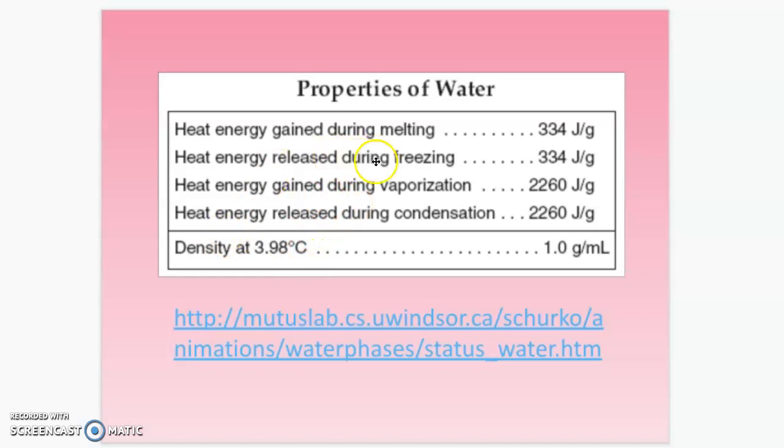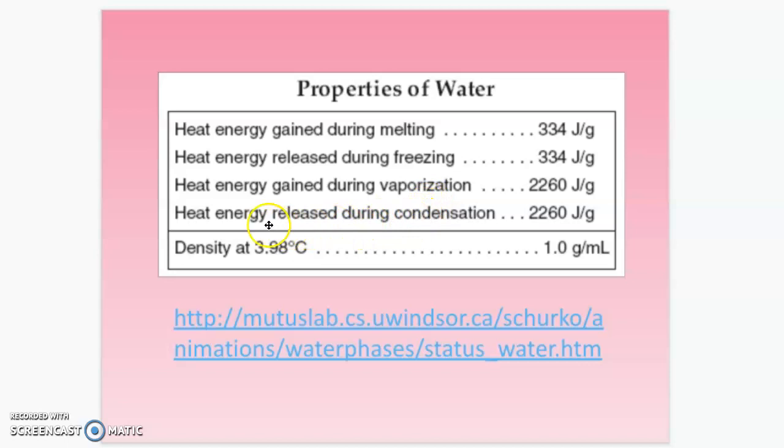Let's take a look at some of the other things we see here. We're talking about how much heat energy, which we measure in joules, or joules per gram of water. And this is for each phase change. So for example, if you melt water, meaning you're adding heat to it, so that's why heat energy is gained by it, you need exactly 334 joules for every gram of water you have in order to melt it.